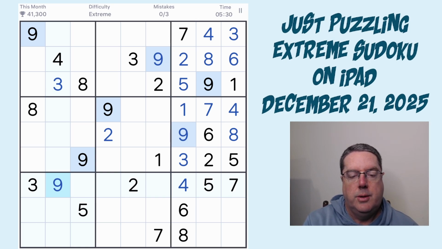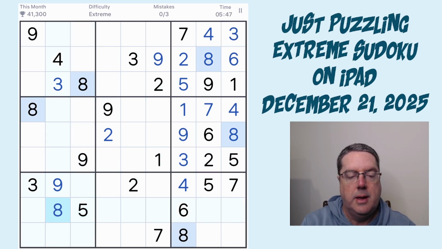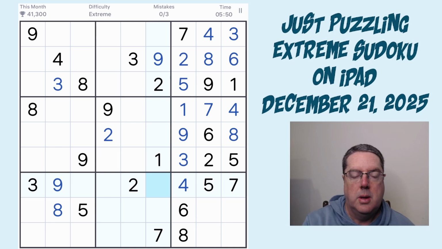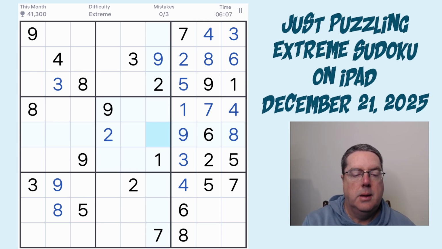3 is there, so 3 comes across here, 3 comes down here, so 3 is there, 3 comes across here, so 3 is here, 5 is here. 8 comes across here, down here, and down here, so that's an 8 there, meaning 8 has to be one of these two. 8, 3, 4, 3, so 3 is there, 3 is there, 2, 1, 8, 3, 5.